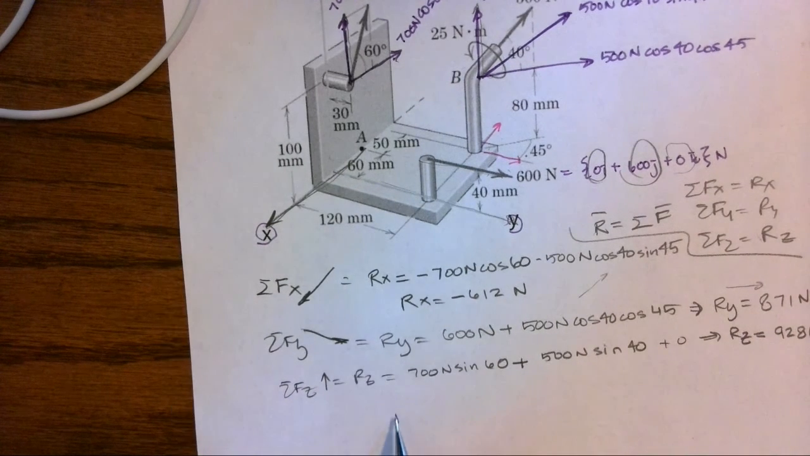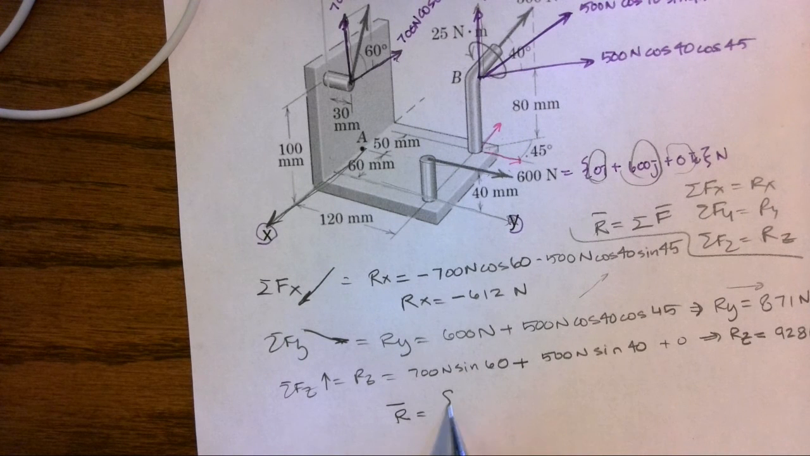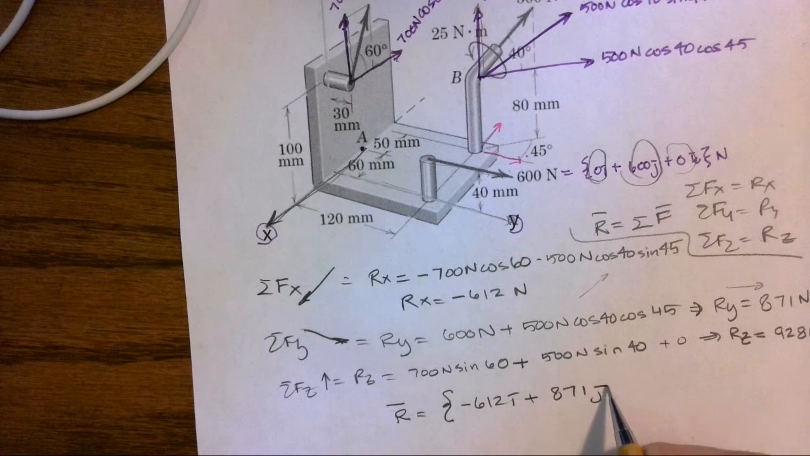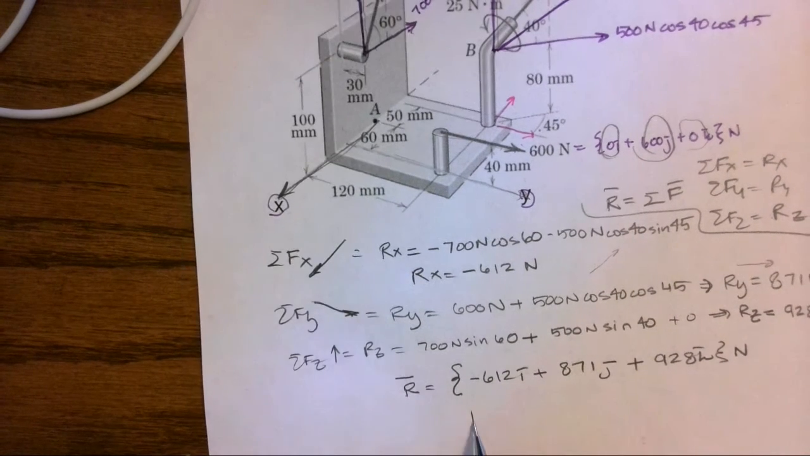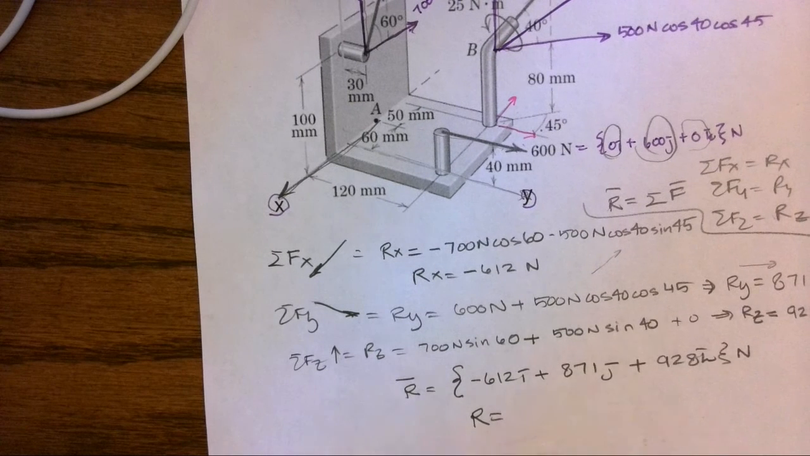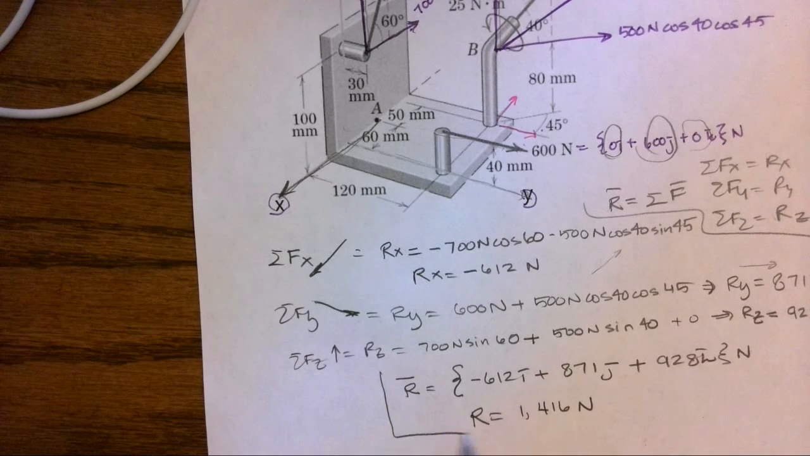So the resultant is negative 612 i plus 871 j plus 928 k newtons. I can find the magnitude by using the Pythagorean theorem, and I get 1,416 newtons. That would be the magnitude if we were asked for the magnitude.